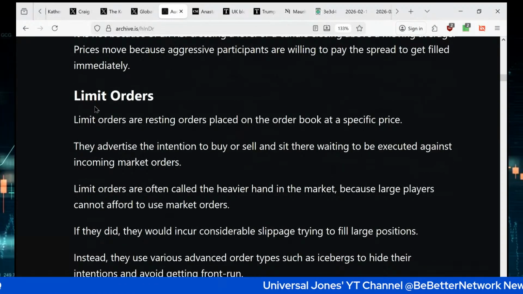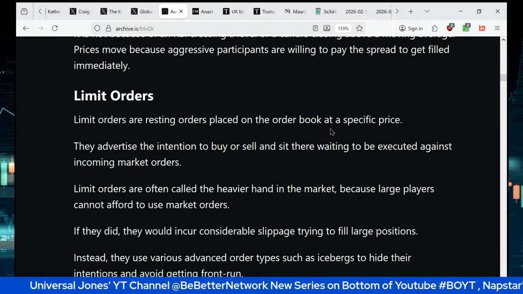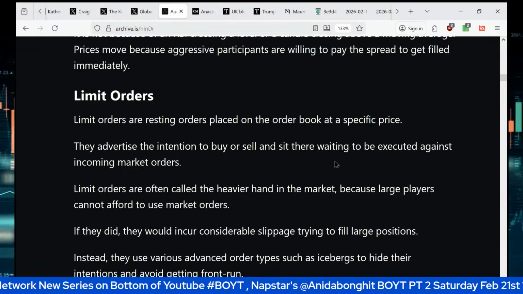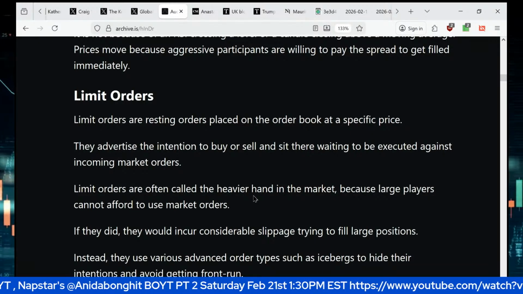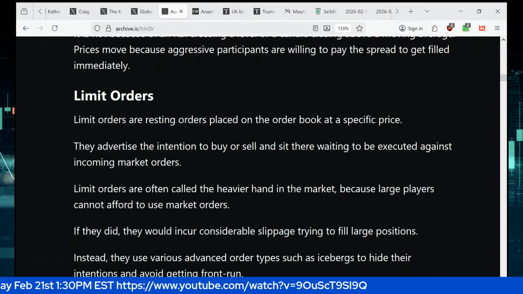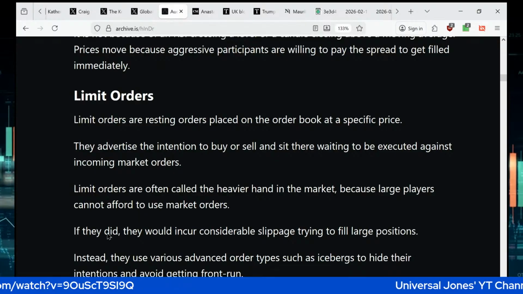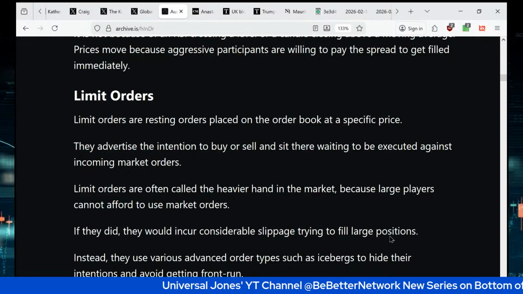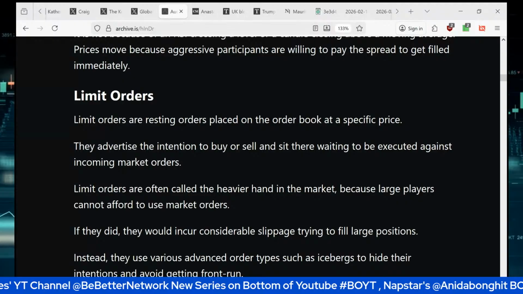Now, limit orders. What are limit orders? Limit orders are resting orders placed on the order book at a specific price. They advertise the intention to buy or sell and sit there waiting to be executed against incoming market orders. Limit orders are often called the heavier hand in the market because large players cannot afford to use market orders. Okay, so these are people who should be smarter. If they did, they would incur considerable slippage trying to fill large positions, or they're desperate. They're desperate to buy or they're desperate to sell. That would be the only reason.